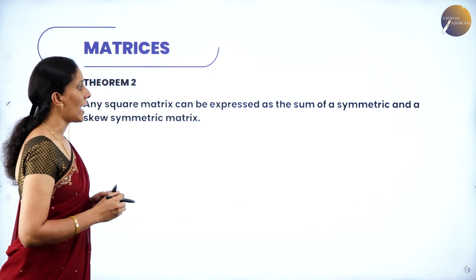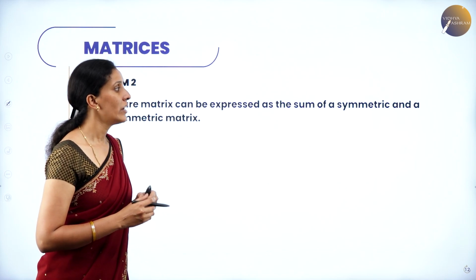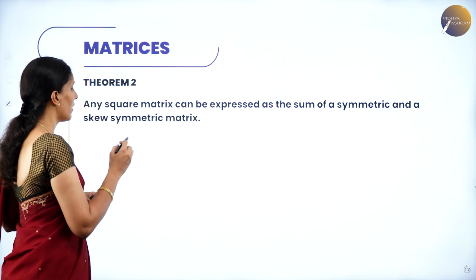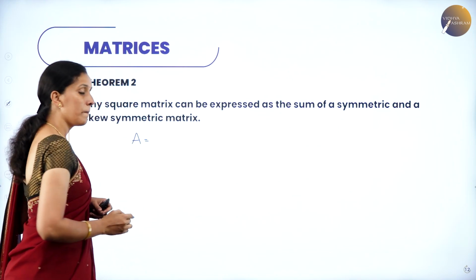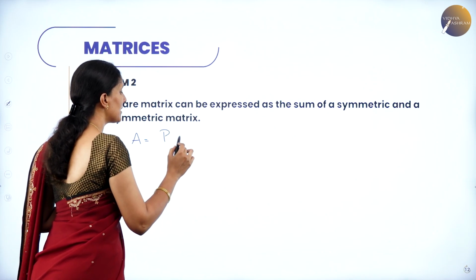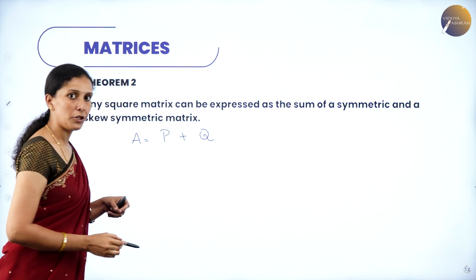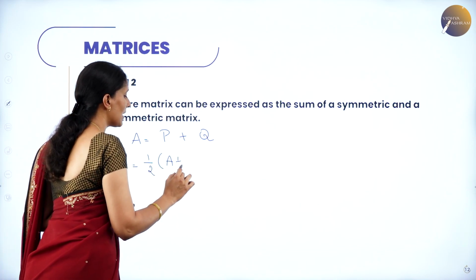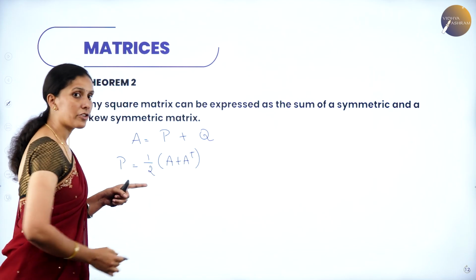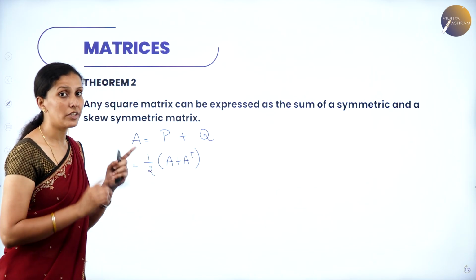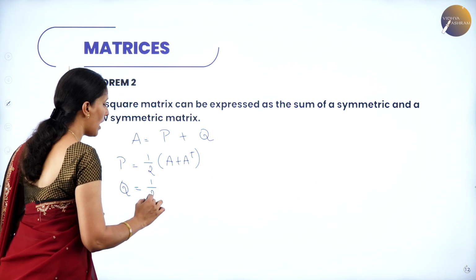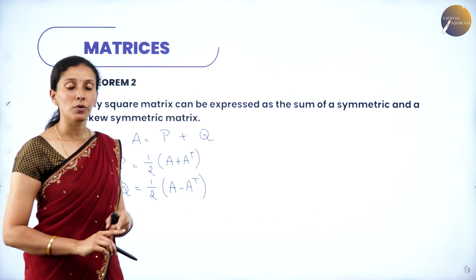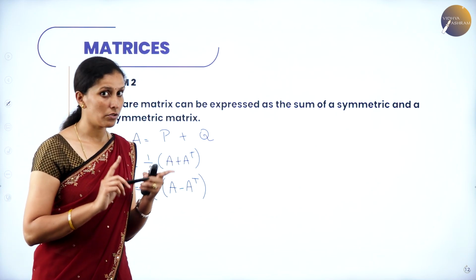Any square matrix can be expressed as the sum of a symmetric and a skew symmetric matrix. So suppose we have a matrix A, then we can express it as a sum of P plus Q, where P is half of A plus A transpose. What is A plus A transpose? It's a symmetric matrix according to theorem 1. And Q is given by half of A minus A transpose. That is, A minus A transpose is a skew symmetric matrix according to theorem 1.